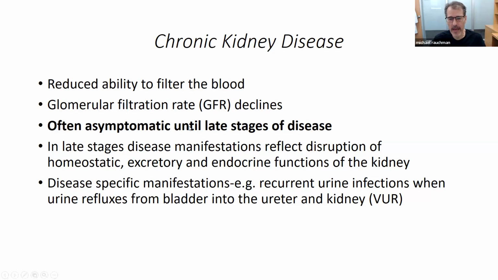So a key point I want to leave you with today is that kidney disease is often asymptomatic until the very late stages. So it can be a very, very silent disease. In its very late stages, you begin to see manifestations that reflect disruption of these homeostatic and excretory and endocrine functions that I mentioned. But that doesn't happen till very, very late. And then there can be some disease-specific manifestations. So for example, I mentioned this problem where there's refluxing of urine. So individuals who have this condition often have recurrent urinary tract infections, which is unique to this kind of problem, but may not occur with a child that has a small kidney or is missing one kidney.